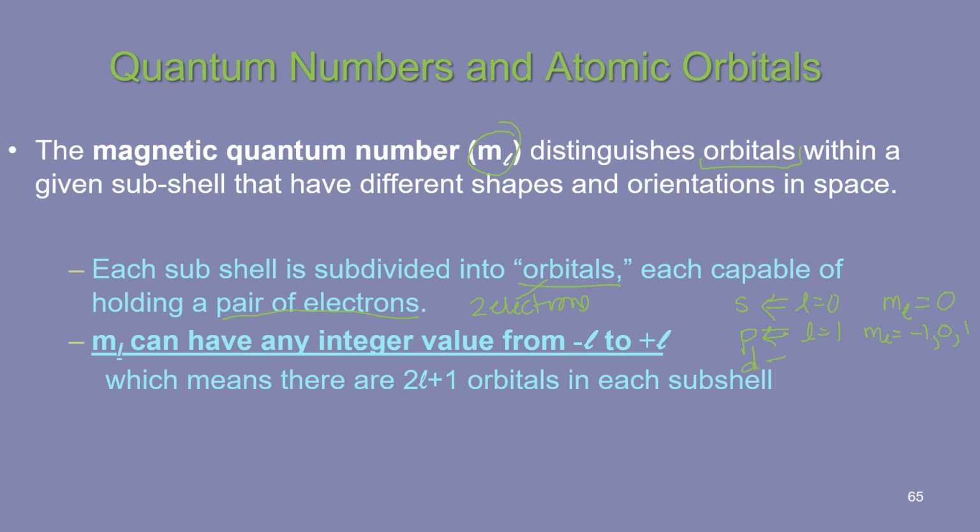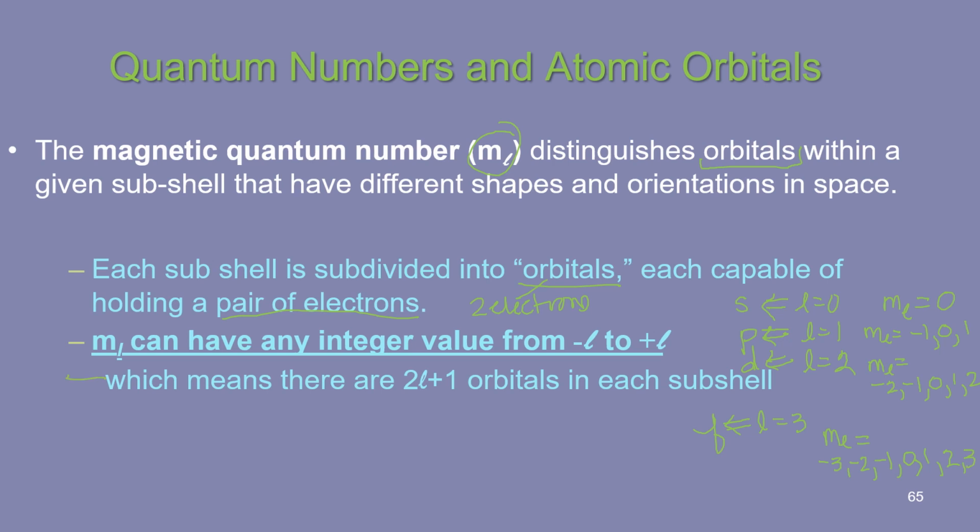If I'm in a D subshell, that means L equals 2. Then m sub L can equal any integer from negative 2 up to positive 2. And then let's do the F's as well. If I'm in an F subshell, that means L equals 3. And so what can m sub L equal? It can equal negative 3, negative 2, negative 1, 0, 1, 2, and 3.